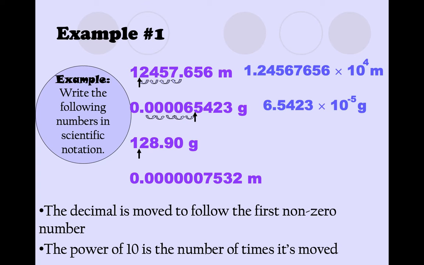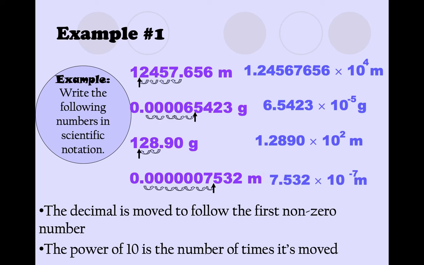Here we'd move it behind the 1, we'd move it 2 times, so it would be 1.2890 times 10 to the positive 2, since it's bigger than 1. And our last example is a number smaller than 1, so our exponent will be negative 7. So that's how we would write a number in scientific notation.